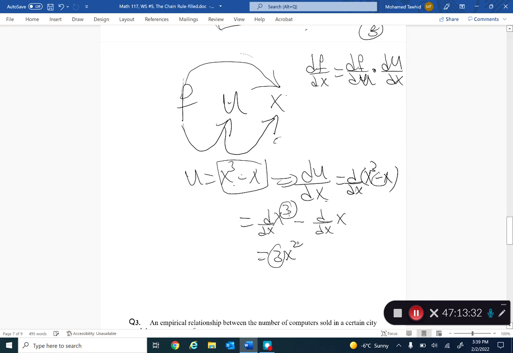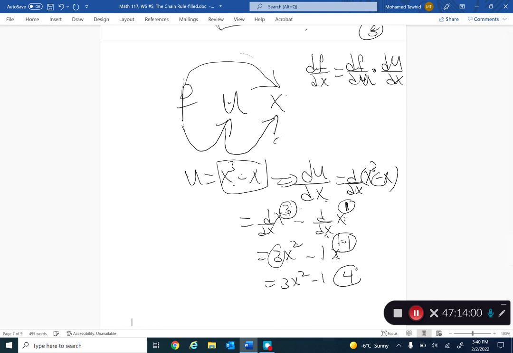I put 3 in front and reduce the power by 1, n minus 1, which is 2. And here, what is the derivative of x with respect to x? Just 1. Why? I can put 1 in front and then reduce the power, 1 minus 1, x to the power 0, which is 1. So what did you get? You get 3x squared minus 1. Because x to the power 0 is 1. And this equation, just give it a number: it's 4.